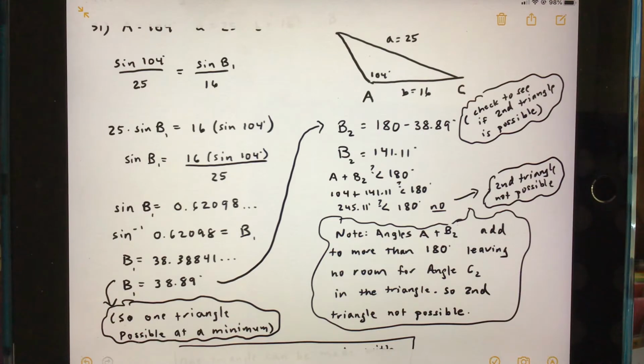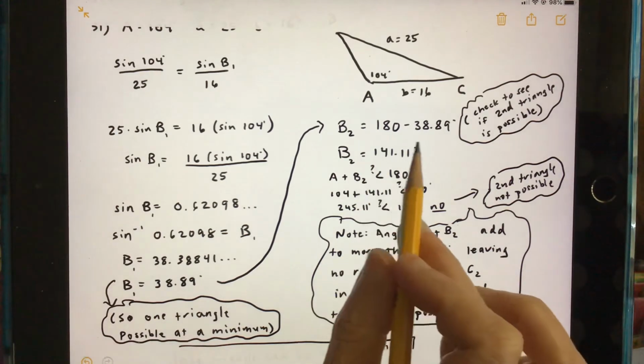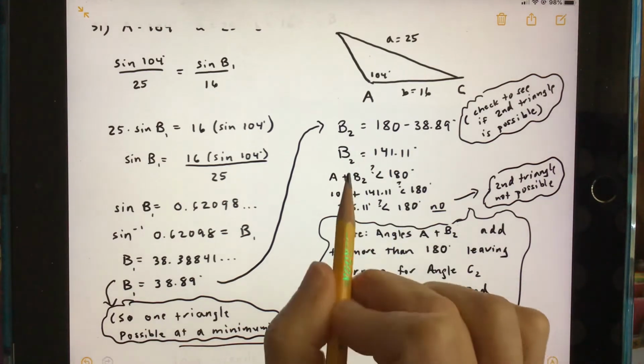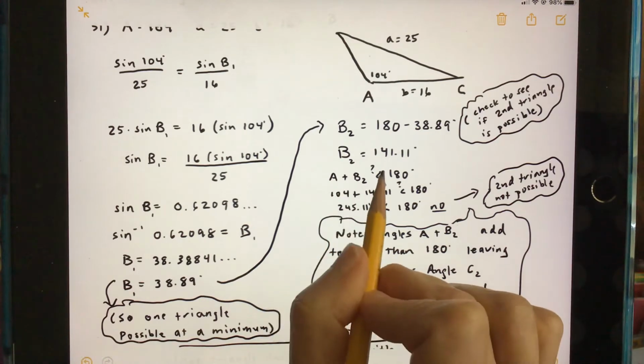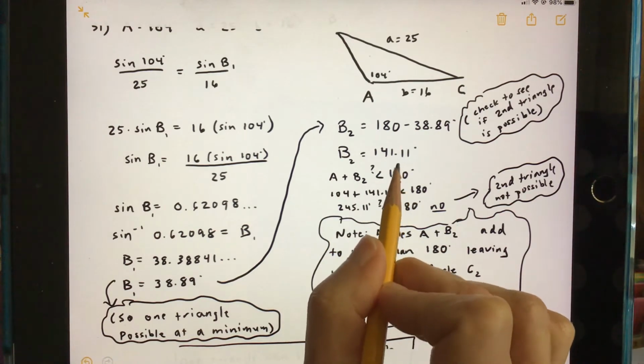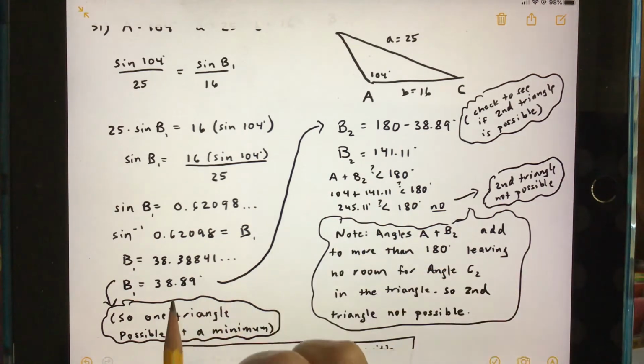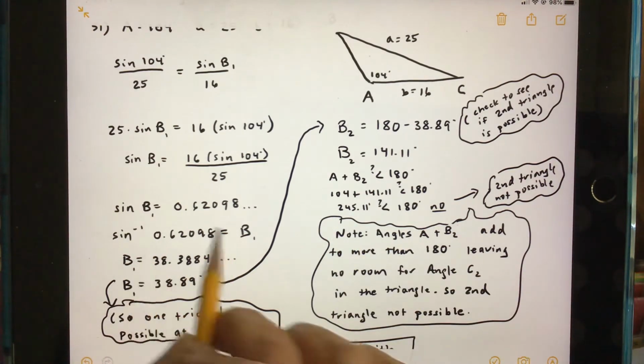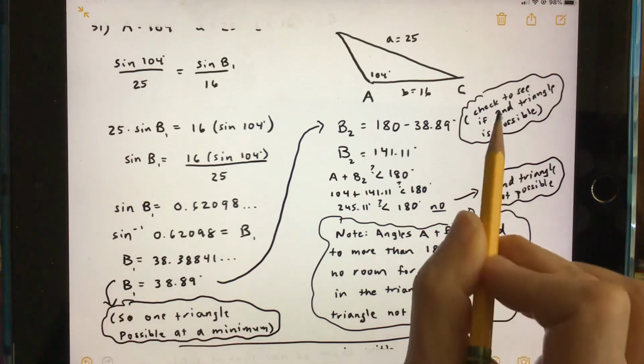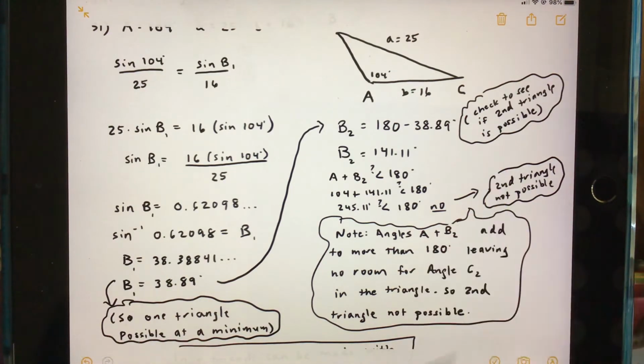Let's see if there's a second triangle possible. The supplement to this angle B1, 38.89, is 180 minus 38.89, which gives us a second possible angle, B2, of 141.11 degrees. Remember, these two angles will return the same sine value. So we're finding another angle that has this same sine value, the sine value that we got here. We're checking to see if a second triangle is possible.